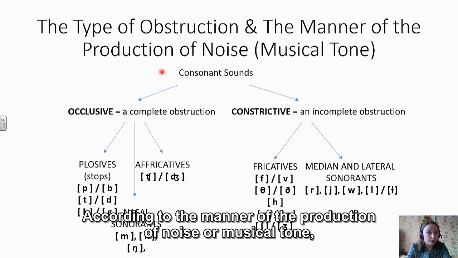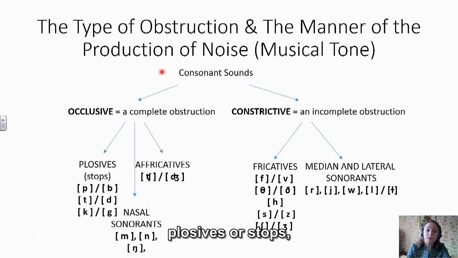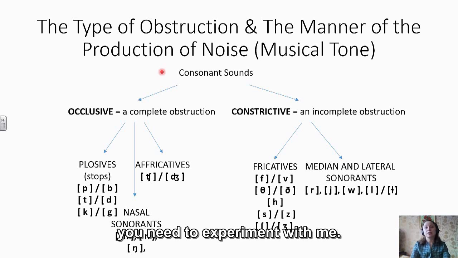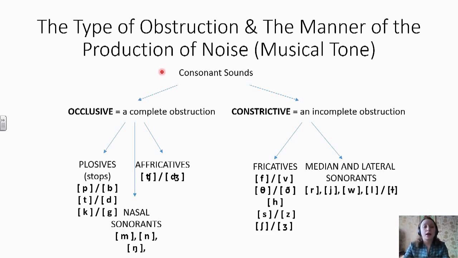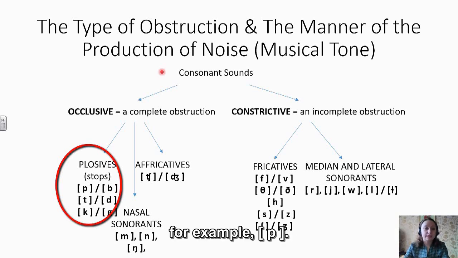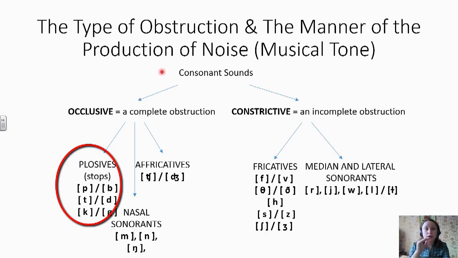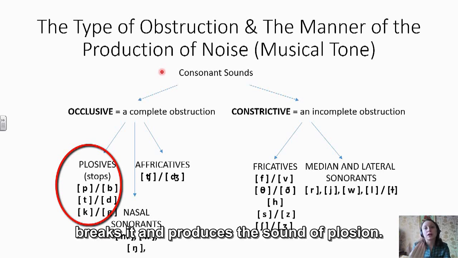According to the method of the production of noise, a musical tone, occlusive and constrictive consonants are divided into plosives, or stops, fricatives, nasal sonorants, median and lateral sonorants. In order to understand the difference in the articulation, you need to experiment with me. When you pronounce a plosive consonant or a stop, for example, pa, you form a complete obstruction, and the stream of air, when it reaches your complete obstruction, breaks it and produces the sound of plosion.